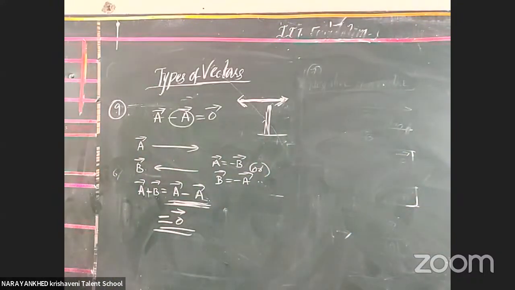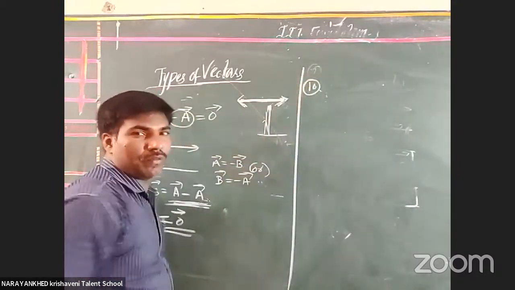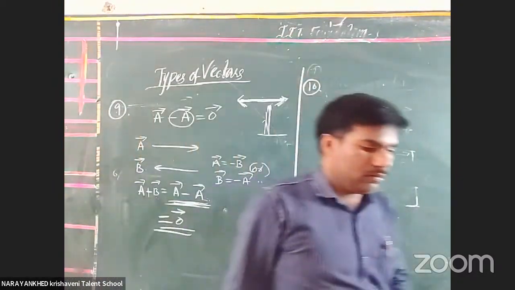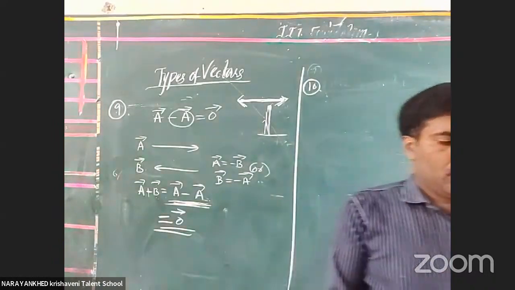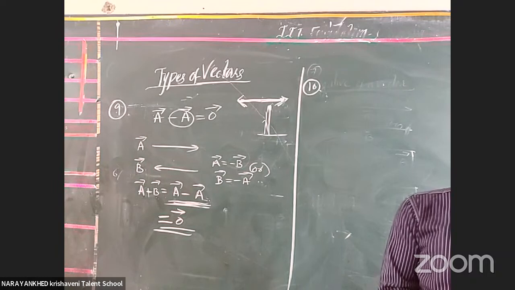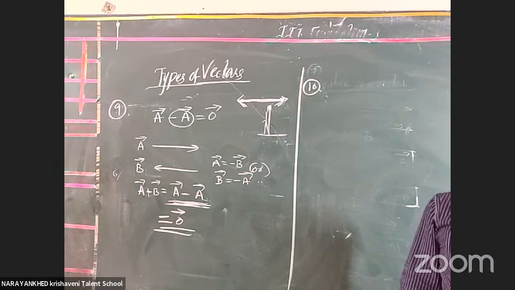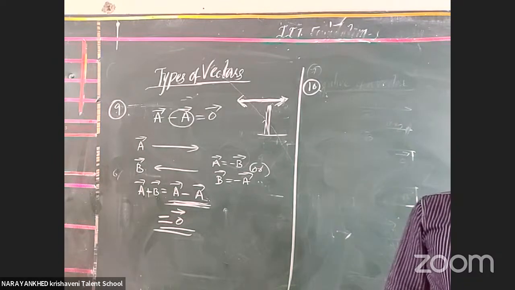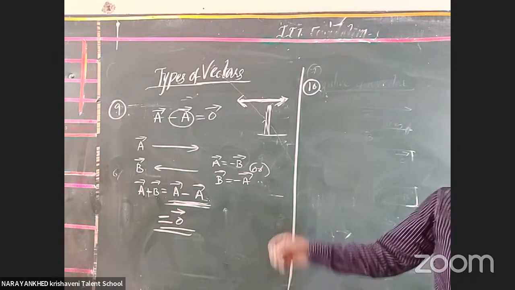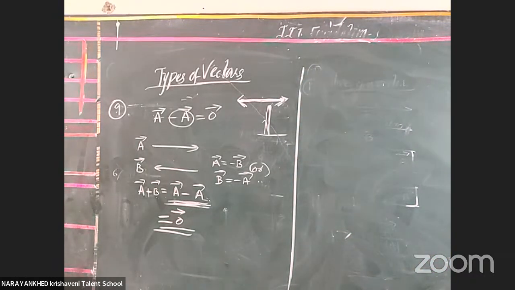This is the ninth component, the null vector. And next is the 10th one. What is the 10th one? Properties of zero vectors. When there is a null vector, what properties do we consider here? Yes, properties of the null vector.